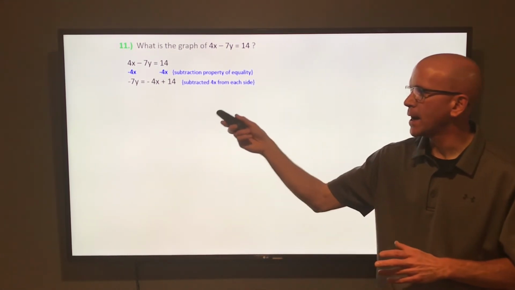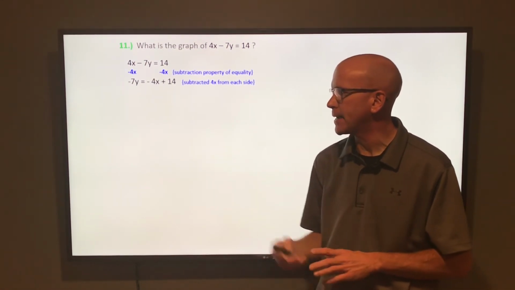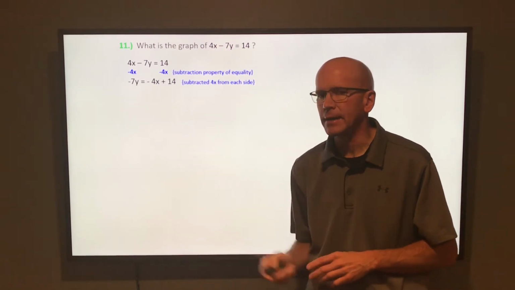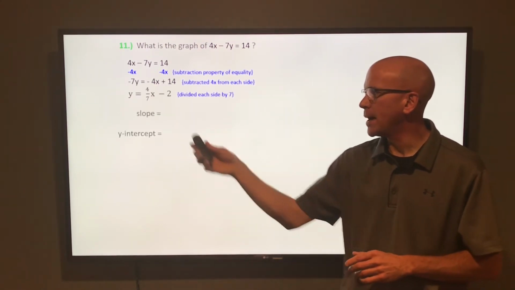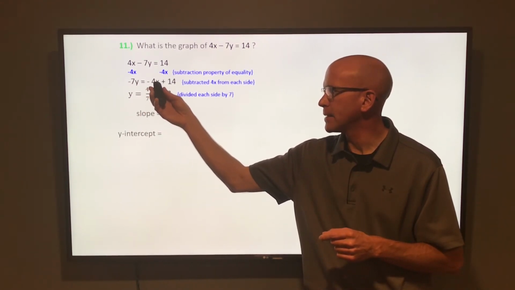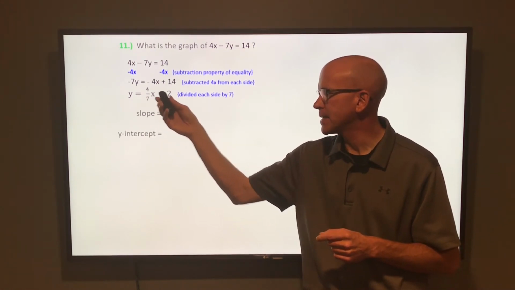Now to solve for y, you need to get that -7 away from the y. To do that, you have to divide each side by -7. When you divide each side by -7, you're dividing each term by -7. That turns out to be y equals +4/7 x. Watch your signs. -4 divided by -7, that's a +4/7. And then 14 divided by -7 is -2.